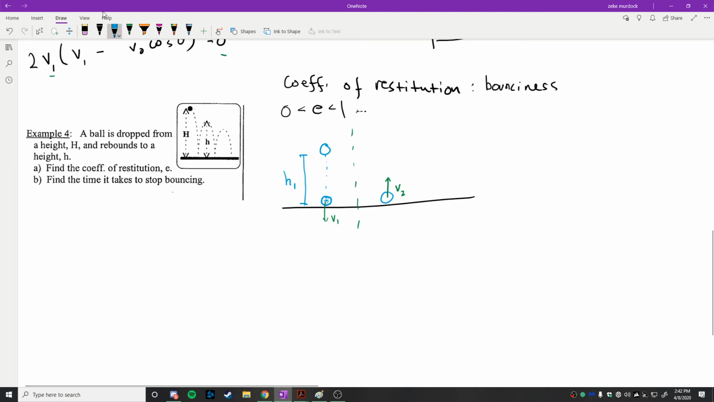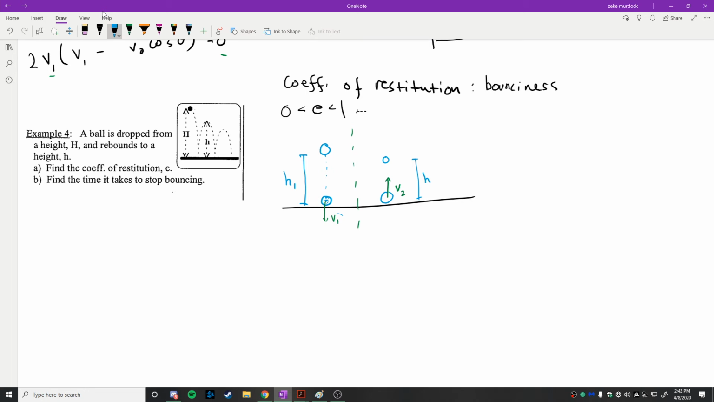And then let's say it bounces to a smaller height here, and we'll call that height just h, okay? So it doesn't bounce quite to the same height, although if the surface was perfectly springy, then it would bounce to the same height, right?